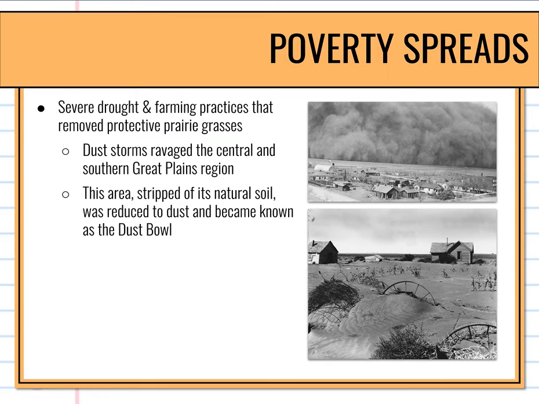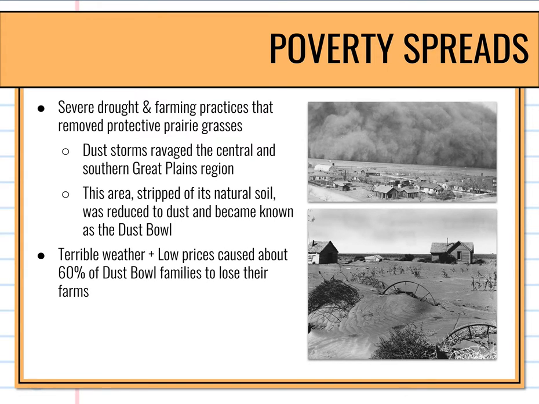As you can see in the pictures here, we have large clouds that circulate this dust. Sometimes the dust could be seen or traveled by wind as far as Manhattan or the East Coast. It wouldn't have looked as severe as this, but you could see a haze almost. But it's causing devastation in the farming community. So this terrible weather, plus the Dust Bowl, plus low prices that they were already suffering from, caused about 60% of farming families in the Midwest to lose their farms, unfortunately, during this time period.